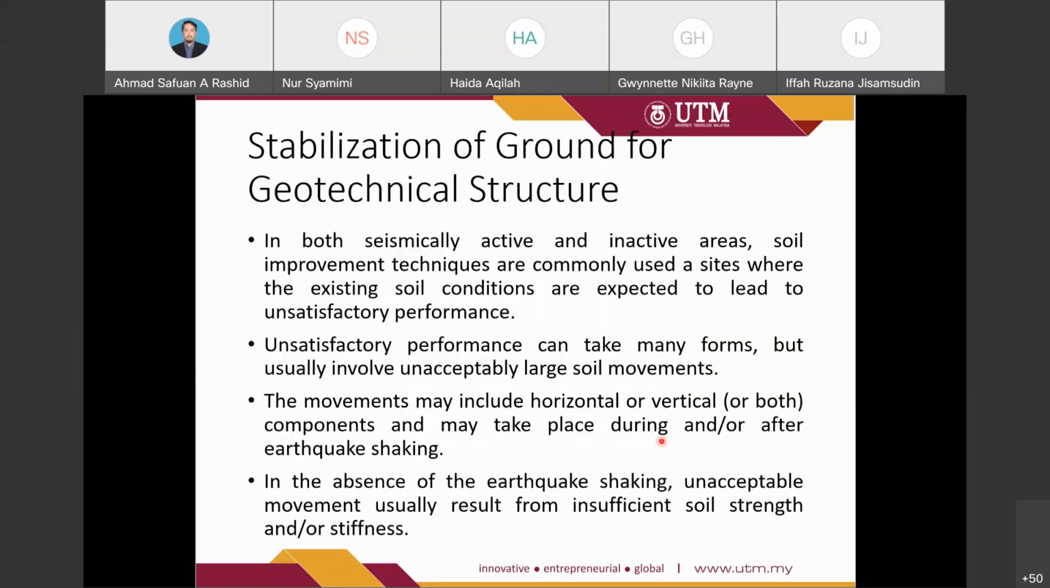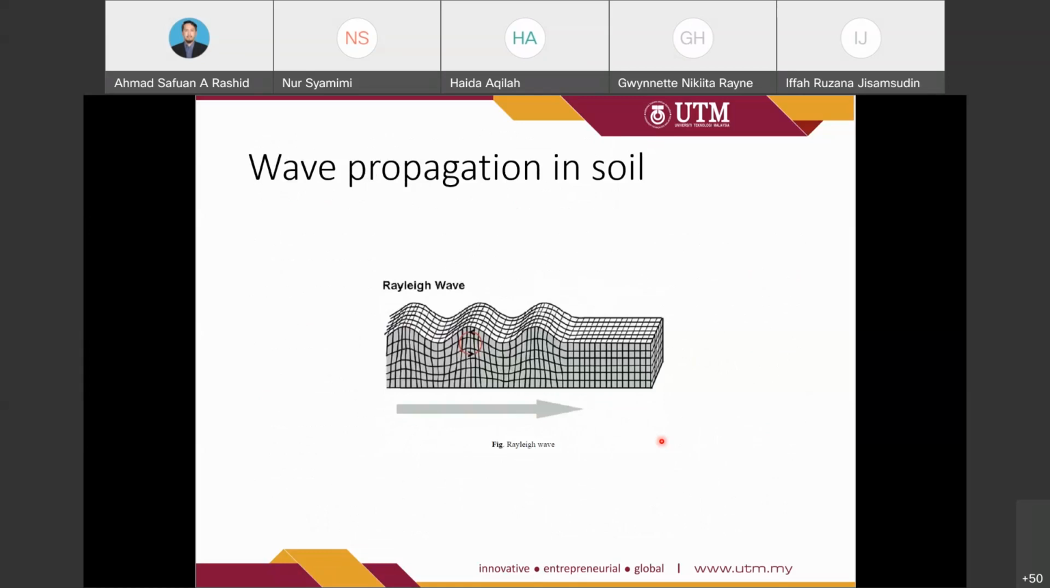Later on, the use of G is very important when we want, for example, to include any seismic effect in the design. For example, if you want to include the effect of the seismic in your software, for example in Plaxis, you need to include the value of the G during your analysis.